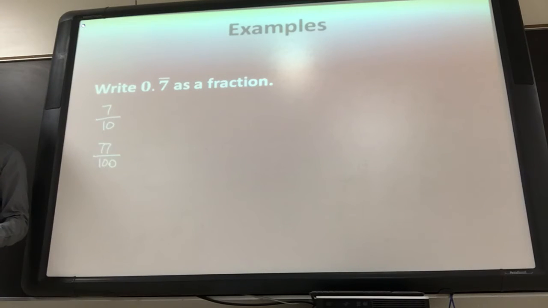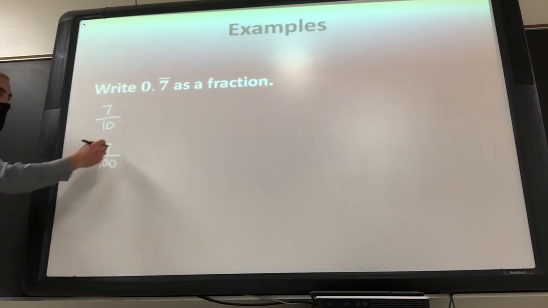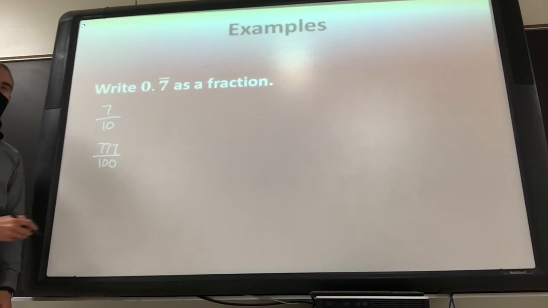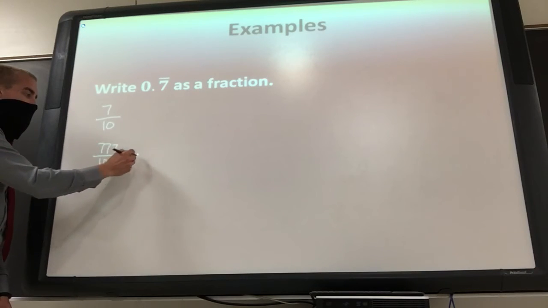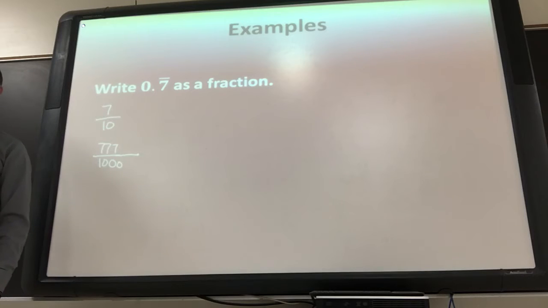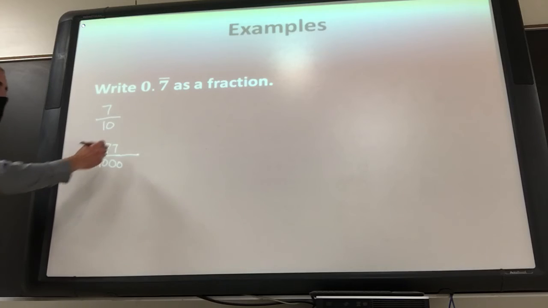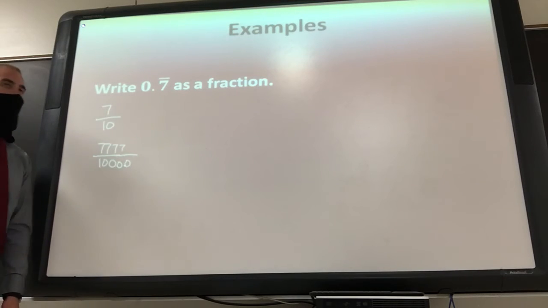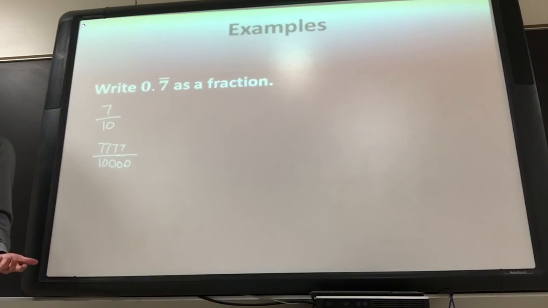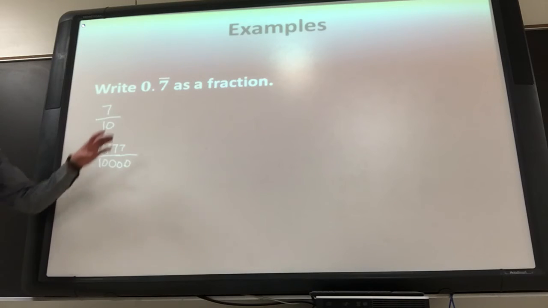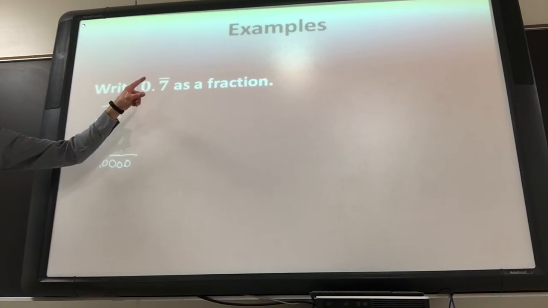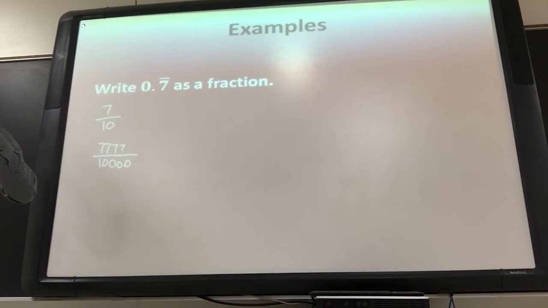Yeah. All I have to do is add another 7, and then add another 0, and now it's 777 over 1,000. But it's not the same thing. This is 0.777. That was 0.77. That's not the same thing. I could keep adding a 7. Why could I keep adding a 7? Because it's repeating, right? So if it's repeating, that's not going to work.